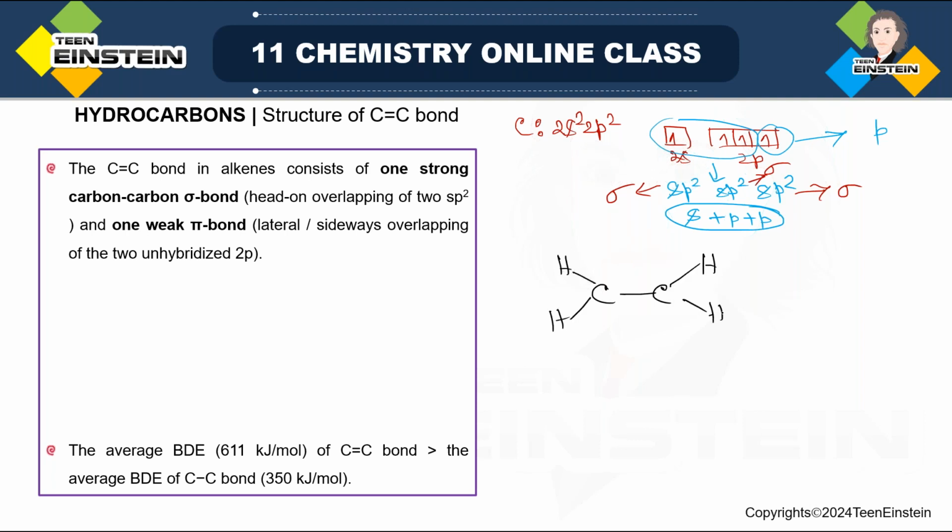Now consider each carbon. So this is one sigma bond, this is one sigma bond, this is one sigma bond, and the same is also true for the second carbon. Now all the sigma bonds are made by sp2 overlap. So carbon will use its sp2 to make the C-C bond with the sp2 of the other carbon. This is a single bond, okay? And hydrogen will use its 1s to overlap with sp2 of carbon, and all these are basically head-on overlap.